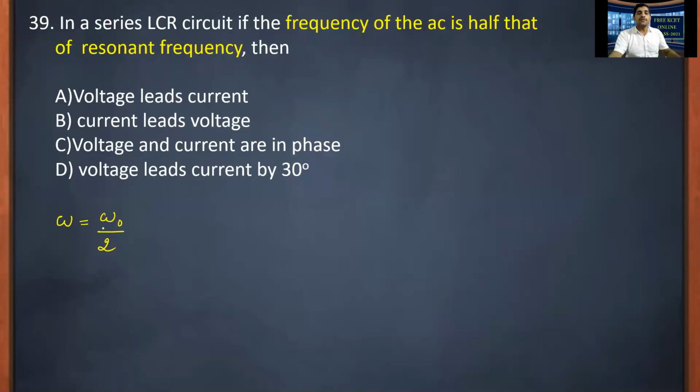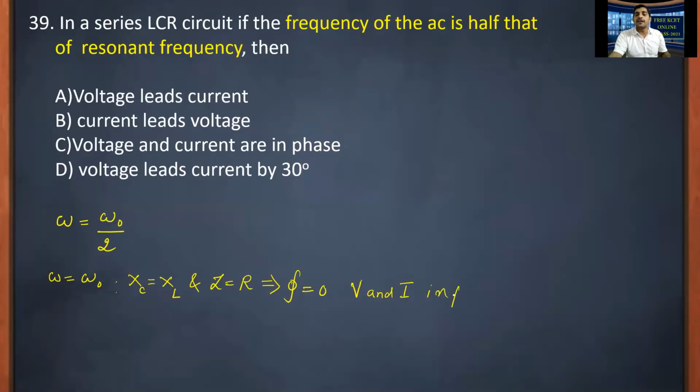What we know is that when omega is equal to omega naught, then Xc becomes equal to XL and Z becomes equal to R. So that implies the phase difference is 0. At resonance, XL becomes equal to Xc and Z becomes equal to R. It behaves like a pure resistive circuit. So phi becomes equal to 0. That means voltage and current are in phase.